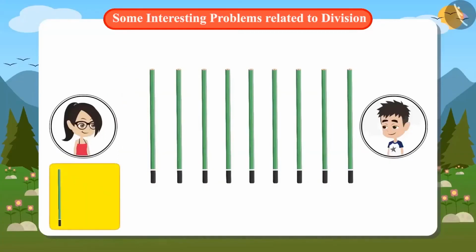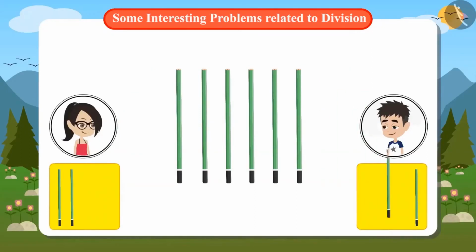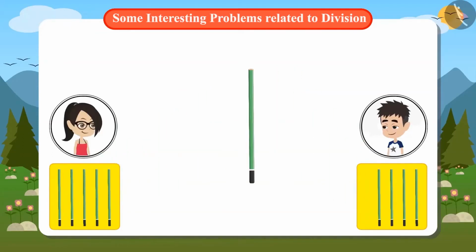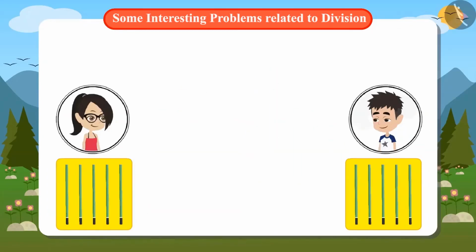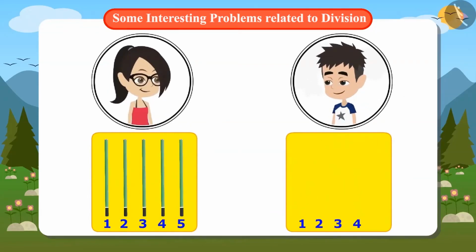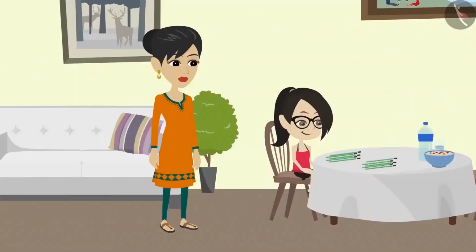First, I keep one pencil for me, then one for my brother. Again one for me, and then one for my brother. In this way, I keep a pencil for me and a pencil for my brother until all the pencils are divided. Now, I also have 5 pencils and my brother also has 5 pencils. Vandana has divided the pencils into two equal parts. Did you find this method correct?